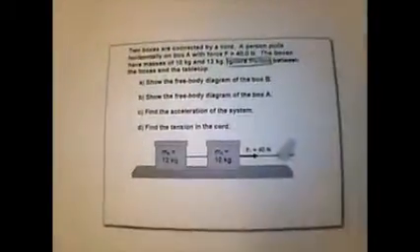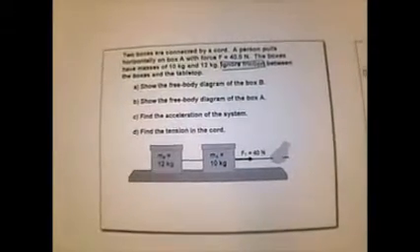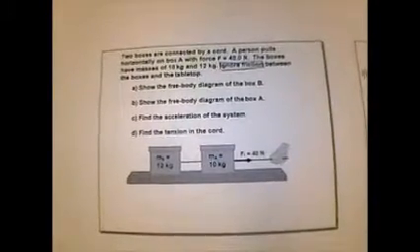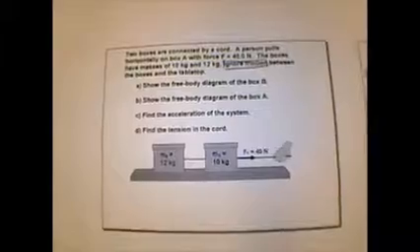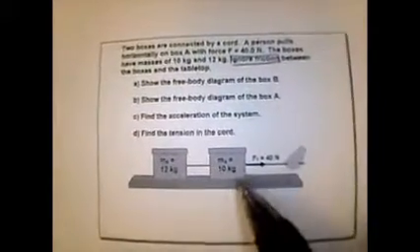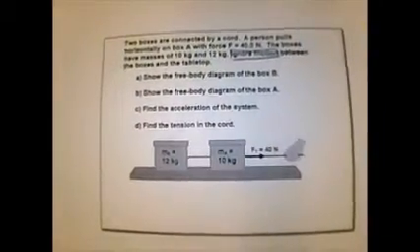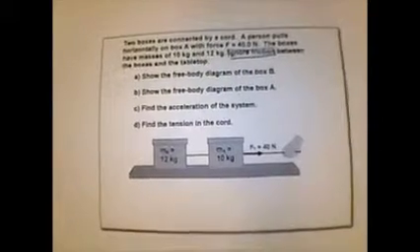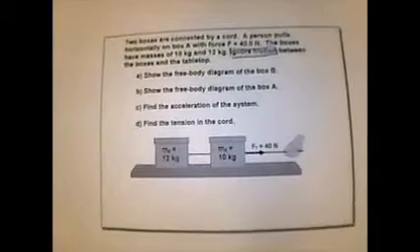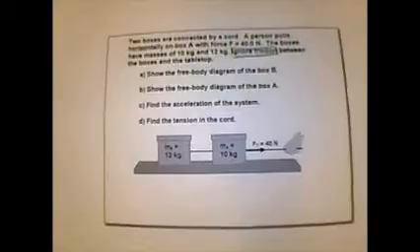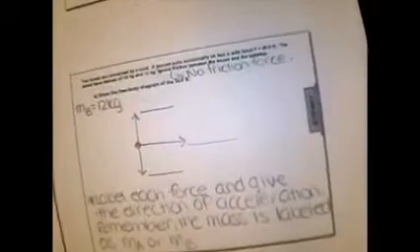So now we've got the next problem. Two boxes are connected by a cord. A person pulls horizontally on box A with force 40 newtons. So that's this one. The boxes have masses of 10 kilograms and 12 kilograms. Ignore friction between the box and the table. So the first part they want us to do is A, show the free body diagram for box B. So box B, if we just look back, is this one.